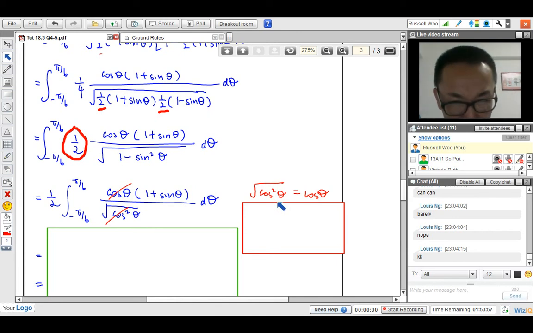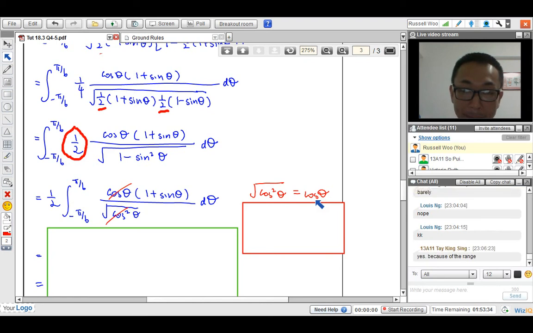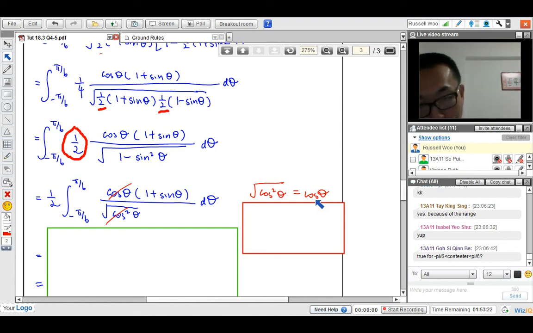Okay, you know what I'm driving at now? Do we have an inkling? We can't just say square root of cosine square theta equals cosine theta unless we are very sure cosine theta is always positive. Is it always positive? Yep, good, Sarah. Yep, good. Thanks, Belinda. Good. Yes, Isabel.